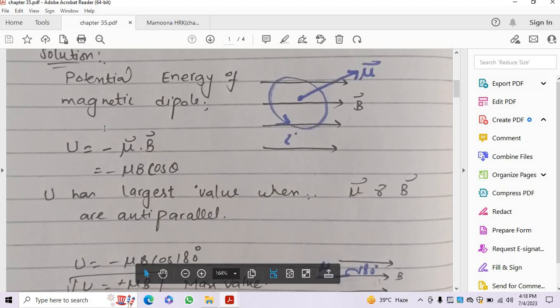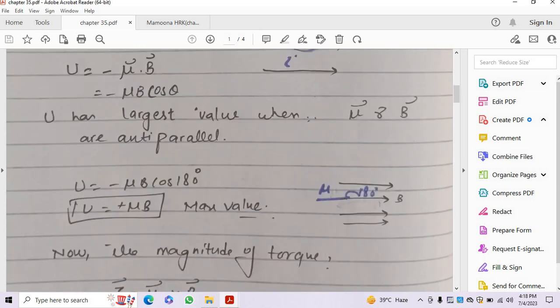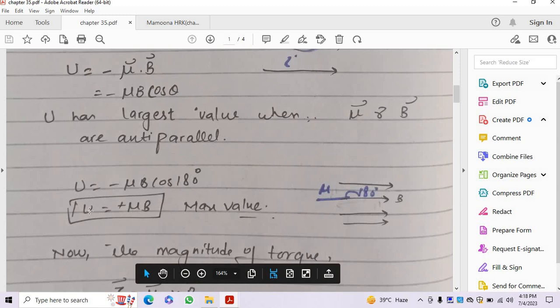So we know that U has the largest value when mu and B are anti-parallel to each other, like this one here. B is in this direction where mu is in the opposite direction. So the angle between these two is 180 degrees. So you get U is equal to plus mu B. That would be the maximum value of the potential energy.